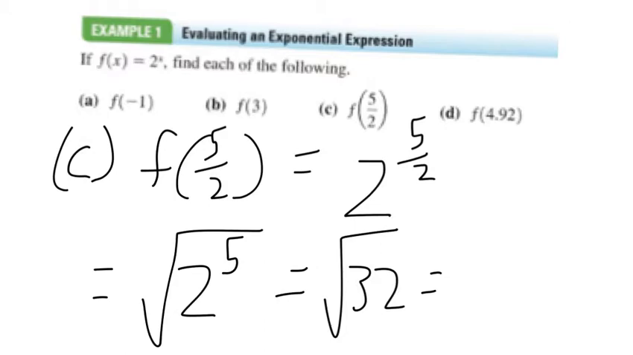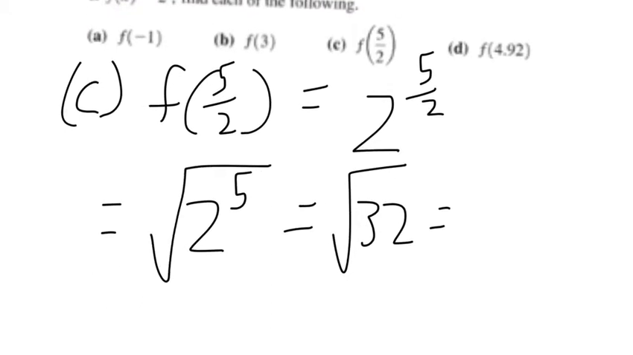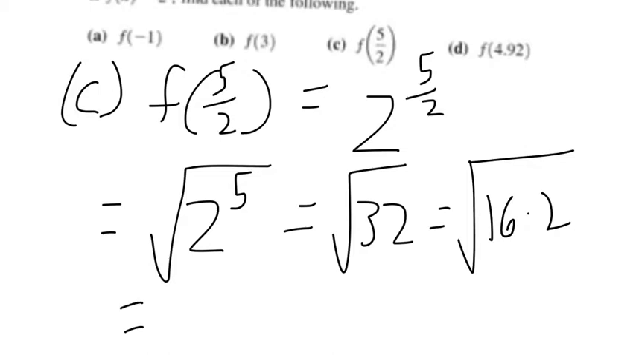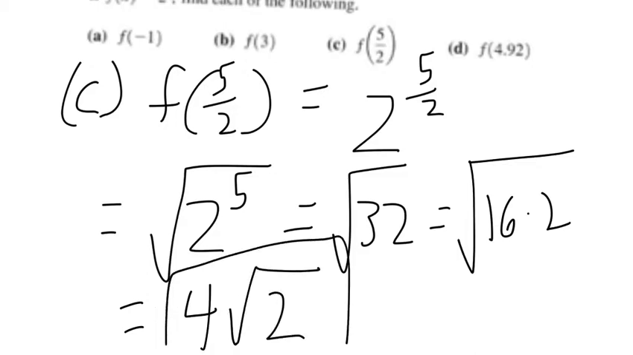Now, I'm going to give the exact answer by factoring down the 32. It'd be 16 times 2. And you know, 16 has a square root of 4, so that would just be 4 times. You can get rid of the 16 until you're left with 2 underneath. That would be 4 square roots of 2.